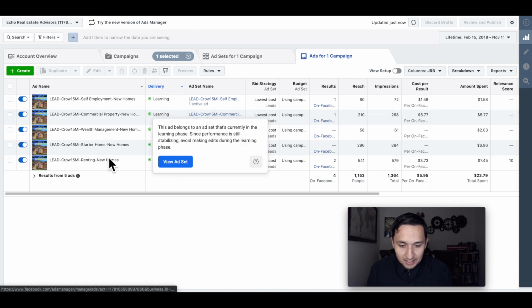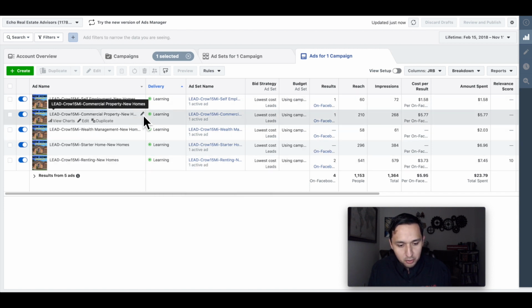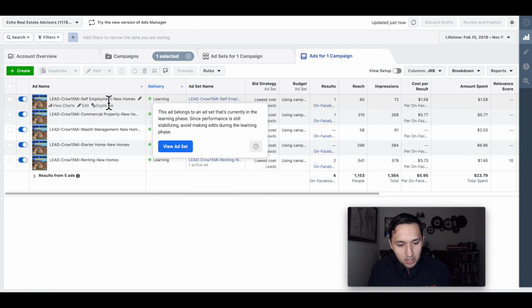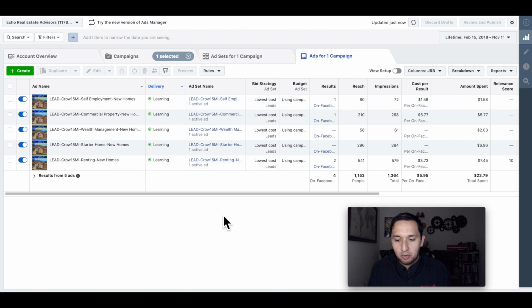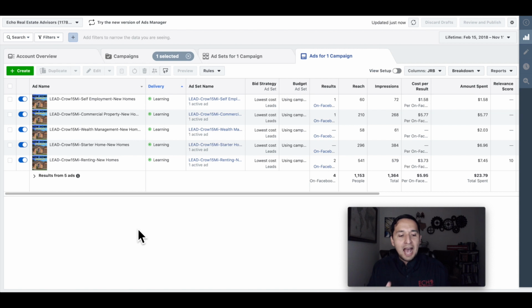As far as the interests, or the ad sets, that have shown some leads, we're looking at renting on the board for 2, commercial property on the board for 1, and self-employment on the board for 1 as well. And then you see the numbers right here. As the days go by, Facebook will start optimizing, and Facebook will start allocating the budget to where it sees that it's going to be used the most effectively.